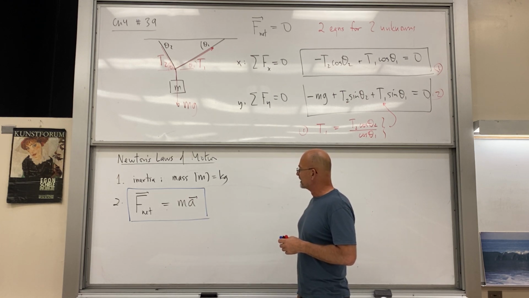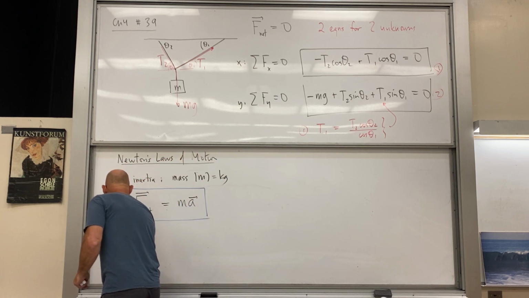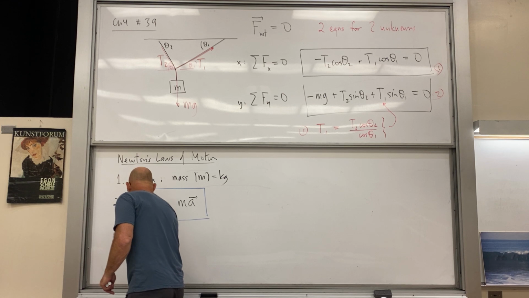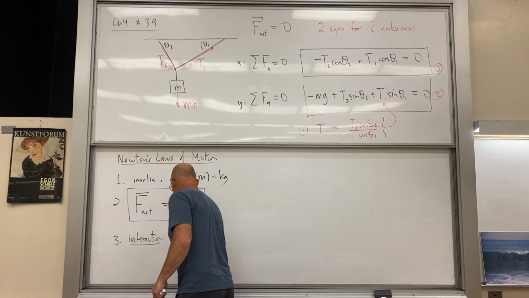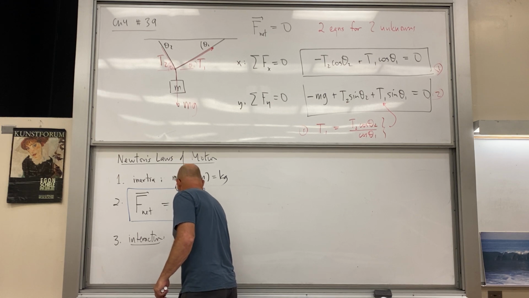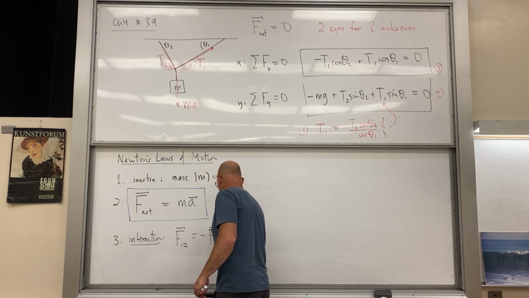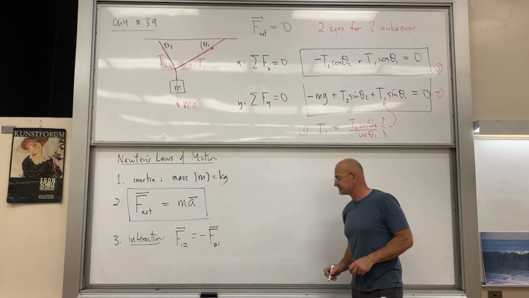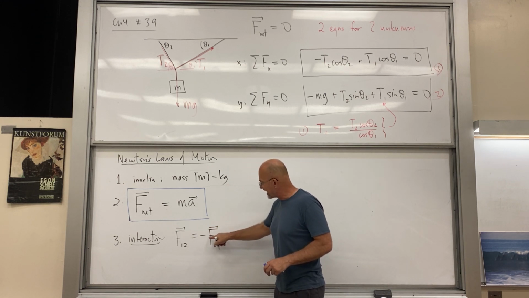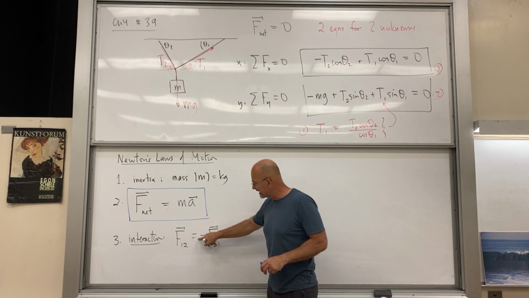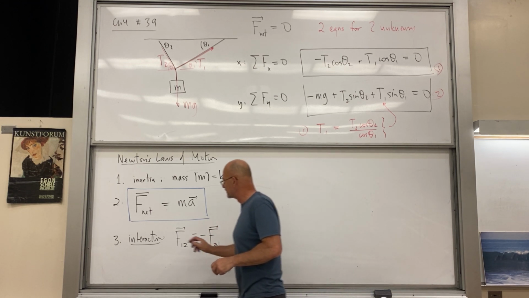Good. So that's the second law, and the third law is the law of interaction. And there's a good shorthand for that. The force that one object exerts on a second is equal and opposite to the force the second object exerts on the first. It's a vector equation, direction is the same with a minus sign in front of it. Equal sign means the magnitude is the same.